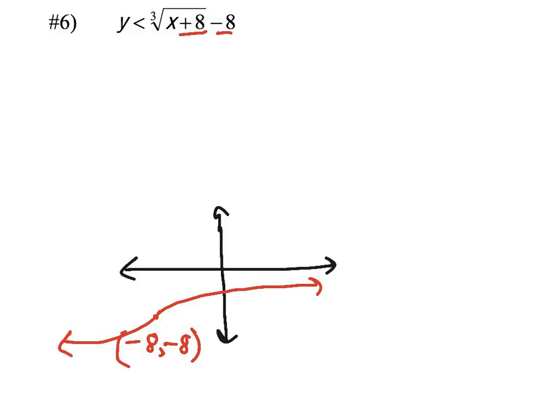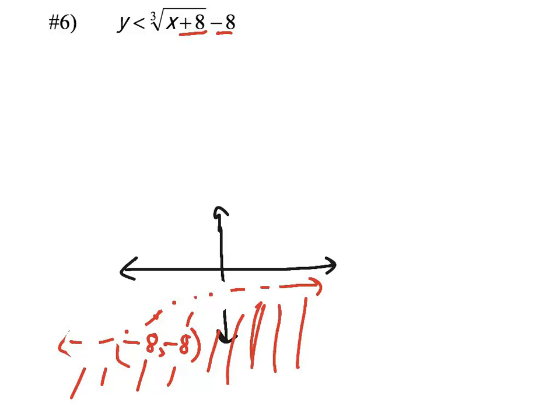It says y is less than. It should be dashed, not solid. Should be dashed. It says y is less than, so you shade below. X and y intercepts.